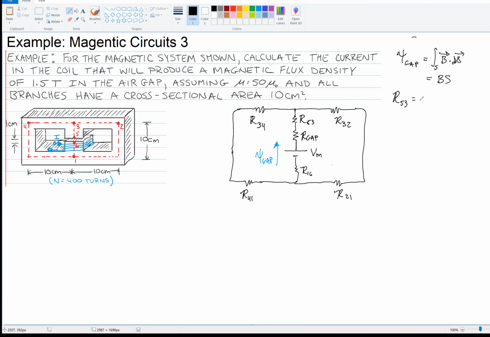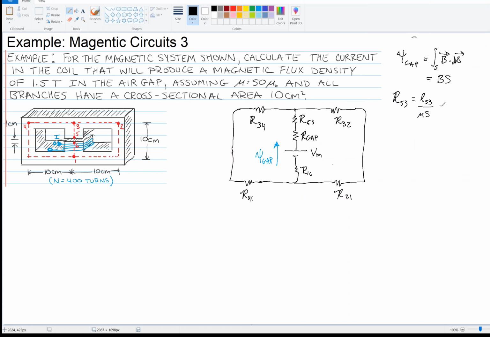Well, that is the length of segment 5,3 divided by mu of this material times the cross section of this material. So we have length 5,3. It is 10 minus 1, right, because 1 is a gap. So that would make 9, and then divided by 2 because of the symmetry. So it's actually 9/2 centimeters, L is. And then mu we know is 50 mu 0. And S is the cross-sectional area. So I'm not going to write all the numbers out just yet, but we have all of these things.